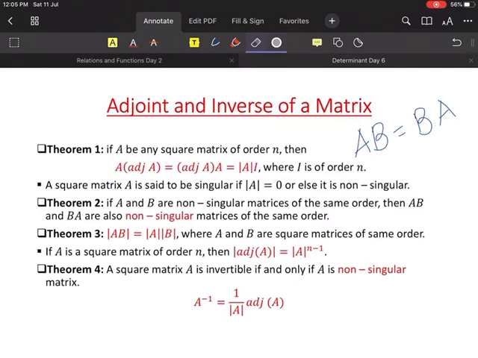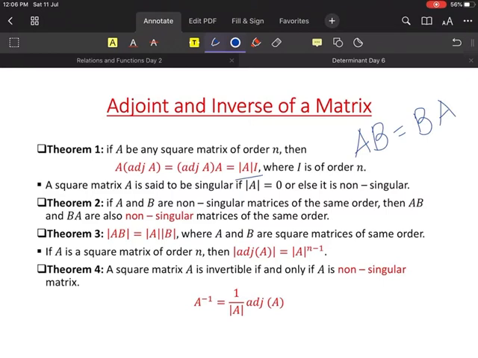And that is equal to, this one we will prove: A into adjoint of A is equal to adjoint of A into A, which is equal to determinant of A into I. What is I? I is an identity matrix. And what is the order of I? It's n. Can anybody tell me why I have taken I of order n? Why not 2? Why not 3? Why not 5?